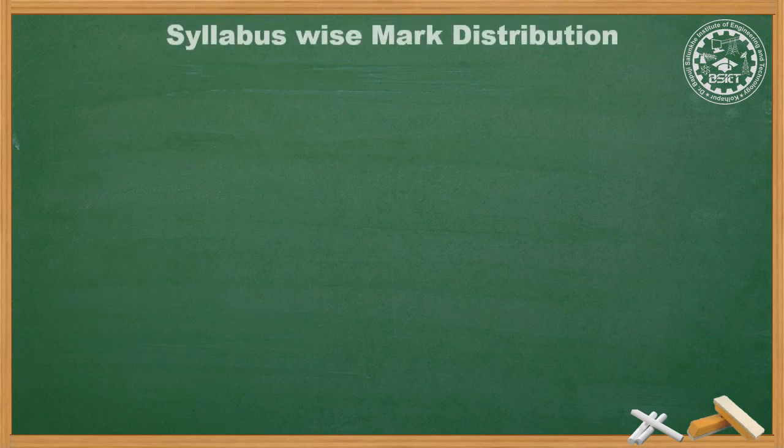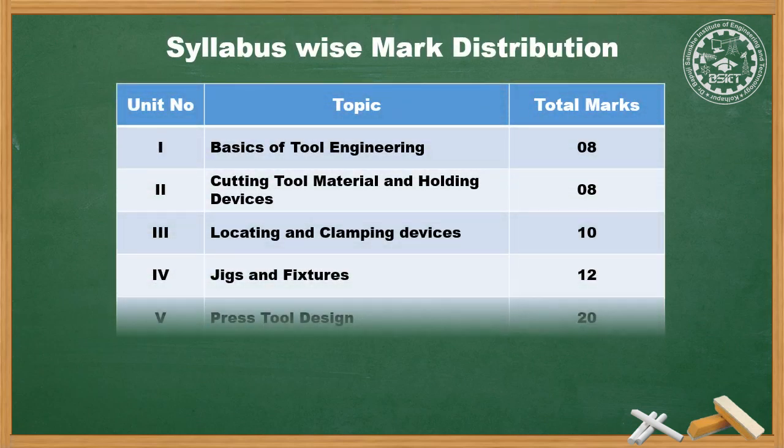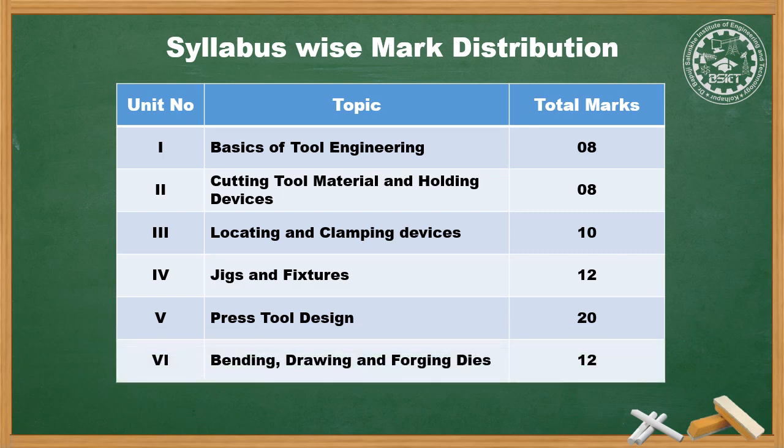Let me give you a brief idea about the syllabus covered in this subject. Number 1. Basics of Tool Engineering. This chapter consists of basics of tool engineering and has a total of 8 marks allotted. Number 2. Cutting tool material and holding devices. The different cutting tool materials and tool holding devices are discussed in this chapter, which also holds 8 marks.